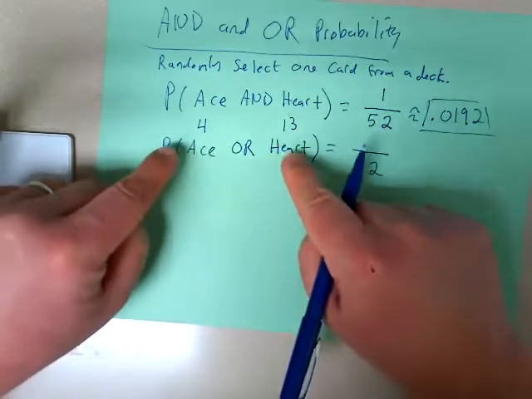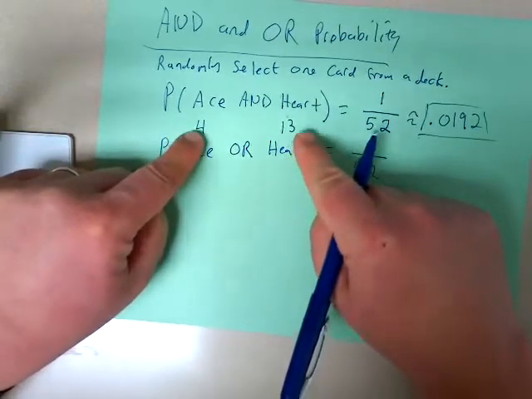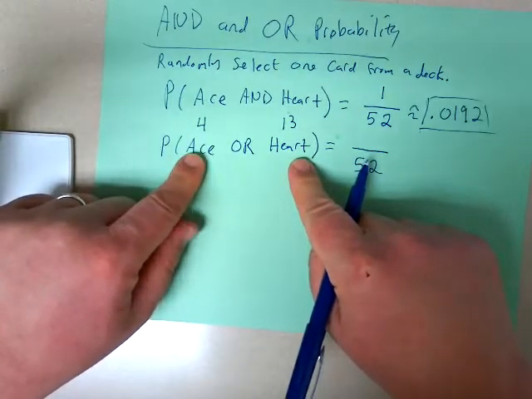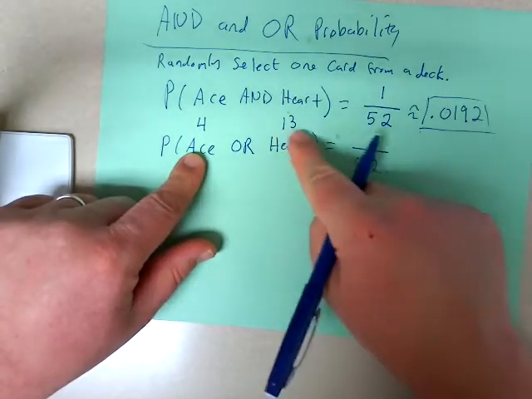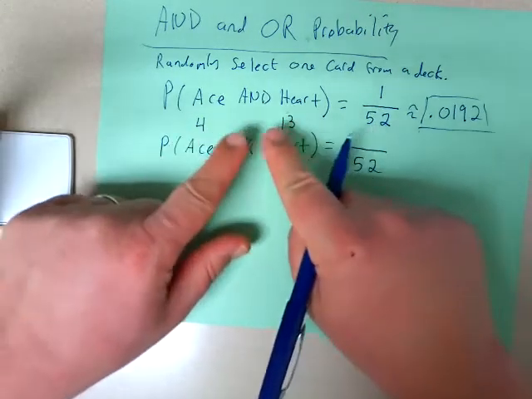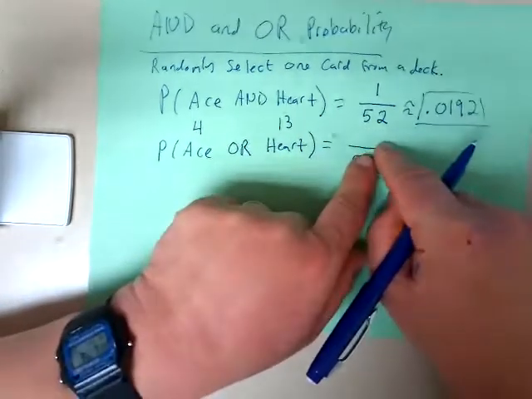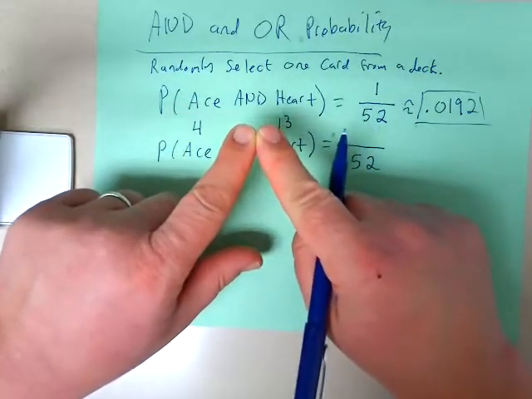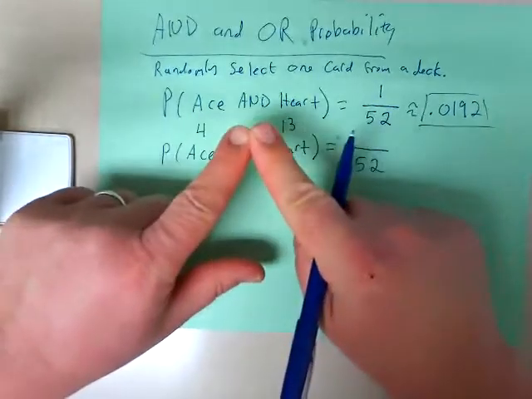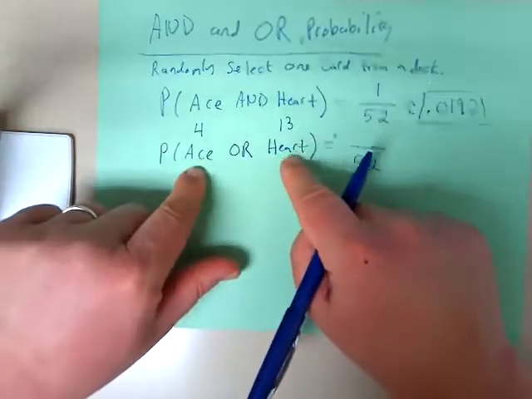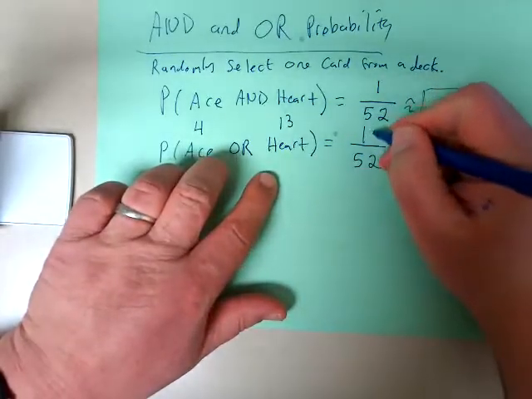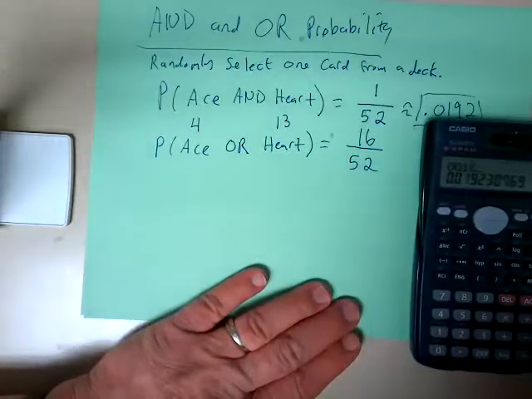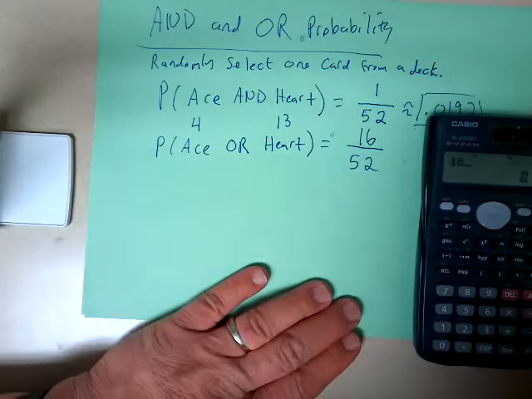And the reason for that is because when you add 4 and 13 together, you're adding the ace of hearts twice. Because there's an ace of hearts in here, but there's also an ace of hearts amongst these 13 cards. So by adding those two together, you're going to get an extra ace of hearts over here. So what you do is you add those two together, okay, but then you have to take out any extra ones after adding those two together. So there's 17, but the ace of hearts appears in both, so this would be 16 out of 52. And that's how you get that. So this would be 16 divided by 52.